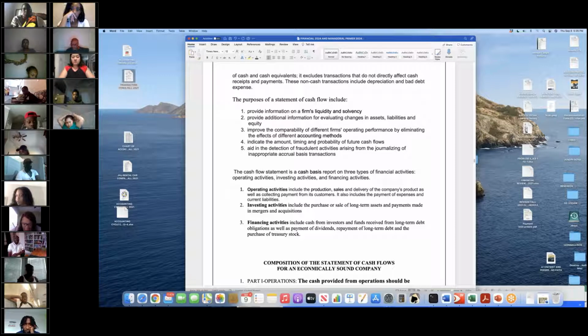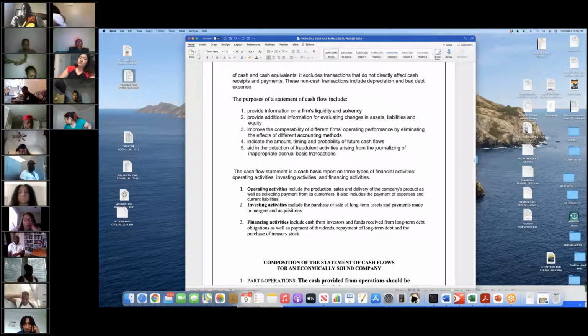We get some idea of the timing of future cash flows. Then it helps us detect fraudulent activities where people are journalizing inappropriate accrual basis transactions. So they're making the transaction, but there's no cash involved.